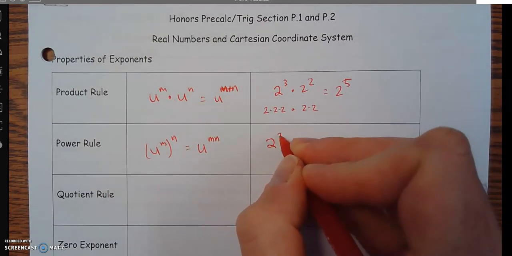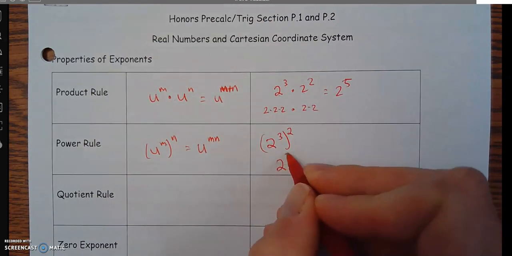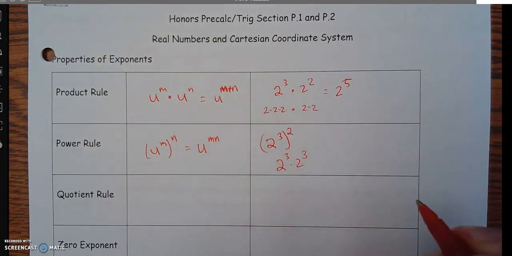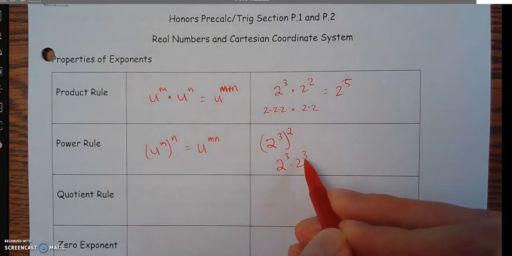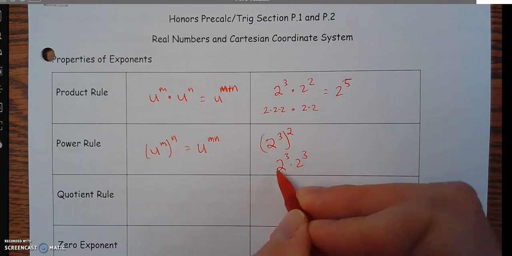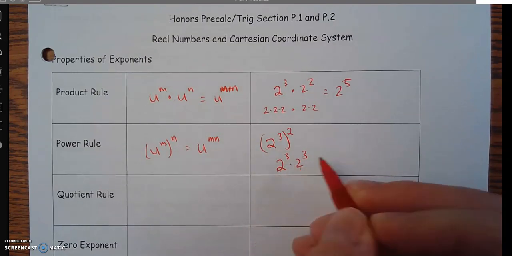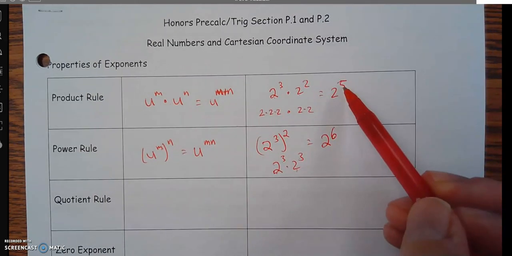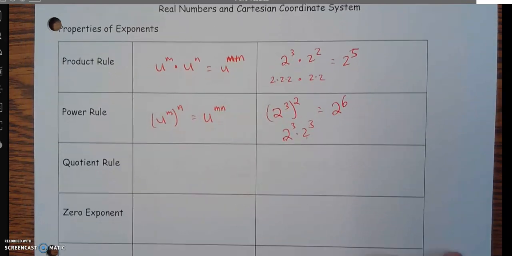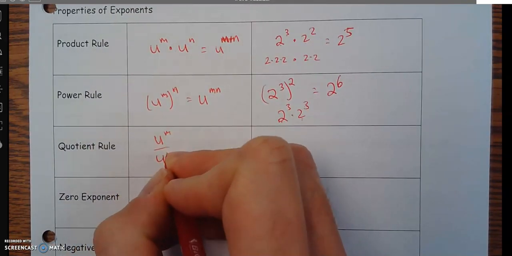To tell the difference, if I had 2 to the third and I want to square that, that's the same thing as 2 to the third times 2 to the third. Well, we just learned up here that when we're multiplying together, we add the exponents. So 2 times 2 times 2 times 2 times 2 times 2, that'd be six 2s being multiplied together. So that's 2 to the 6th, versus the 5th from up here.